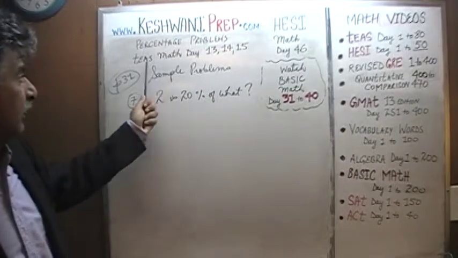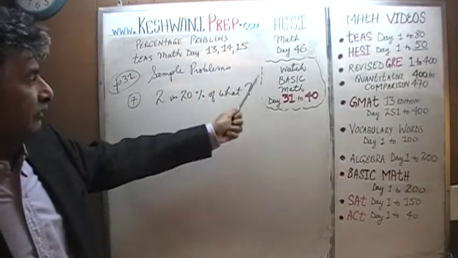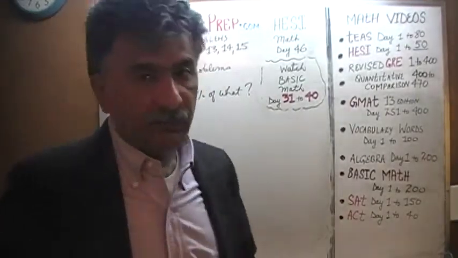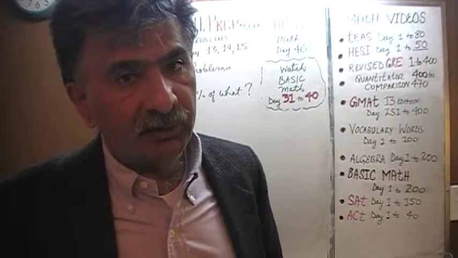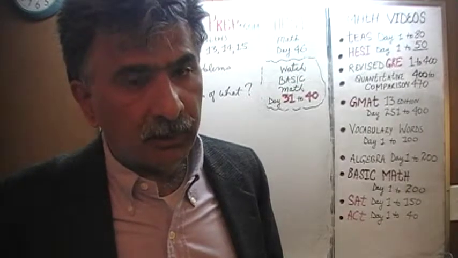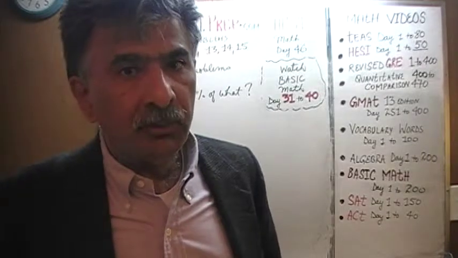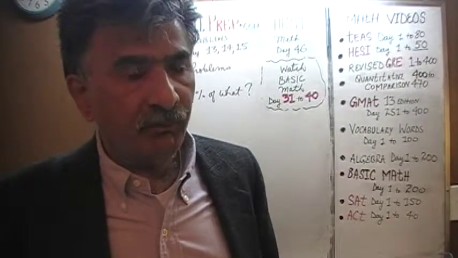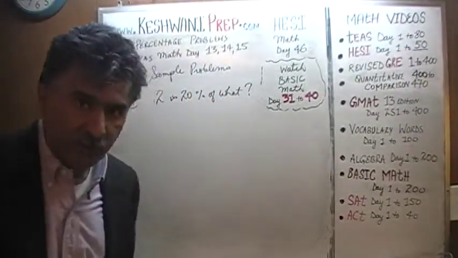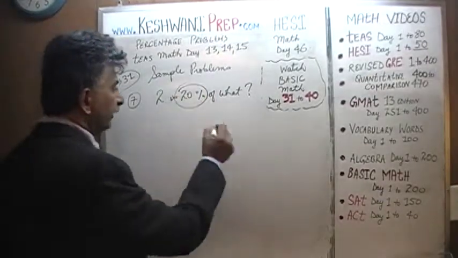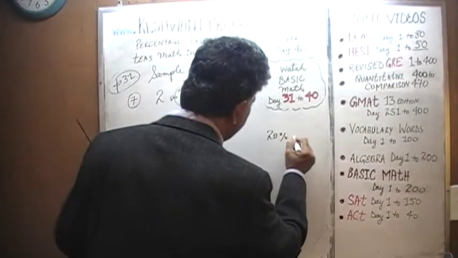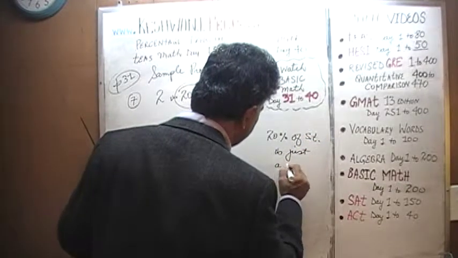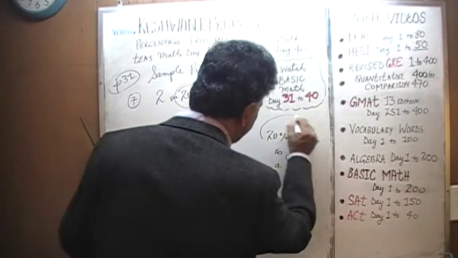This is precisely the reason why I want you to watch TEAS Math Day 13, 14, and 15, and these problems here. That's where we learned our tenths, our fifths, our quarters, our eighths, and our thirds. You must know by heart your tenths, your fifths, your quarters, your eighths, and your thirds. You must have all of that information at your fingertips. And if we did know that, we would realize that 20% of something is just a fifth of the amount.